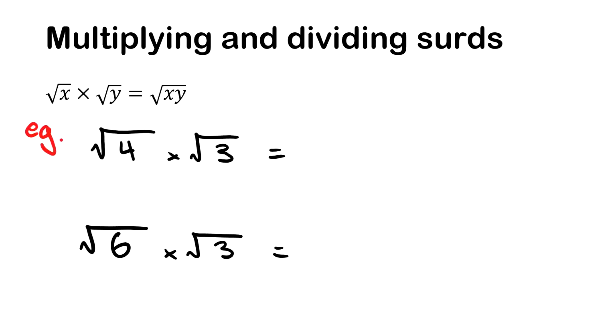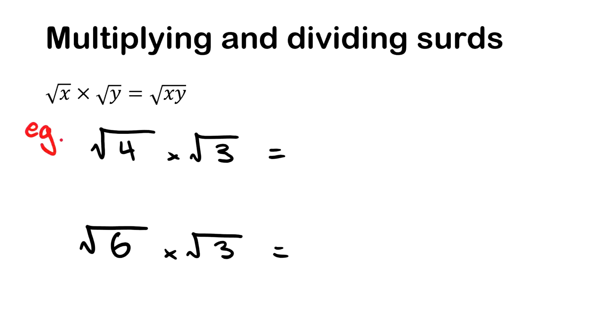In this video, we're going to cover multiplying and dividing surds. So as you can see there, if you have root x times root y, essentially you're timesing the x and the y together to get a combined surd. Alright, so you'd get root xy. So we'll look at some examples here.